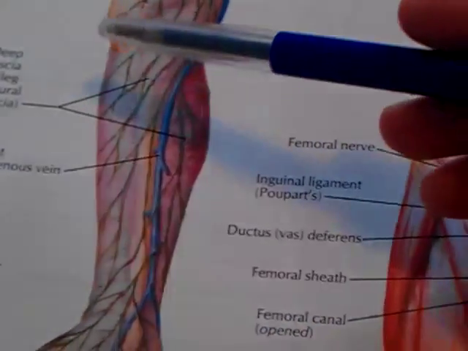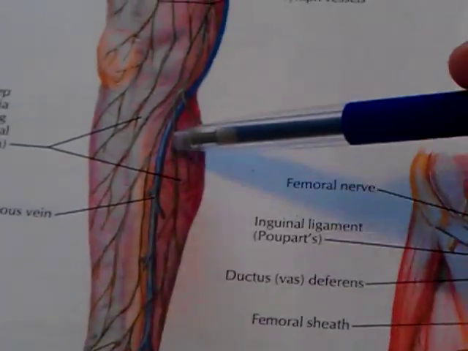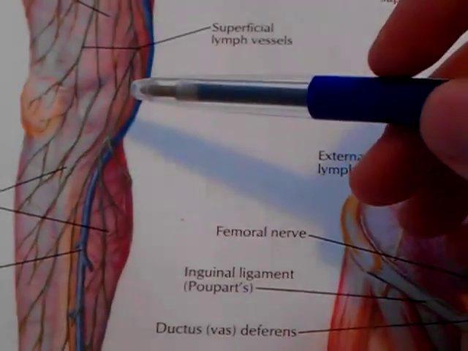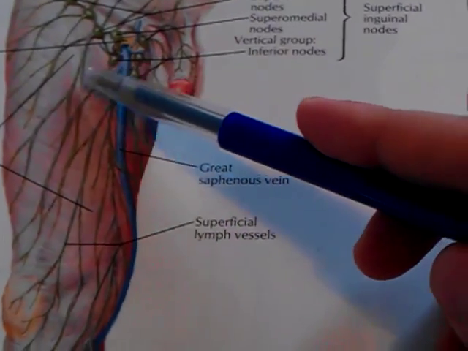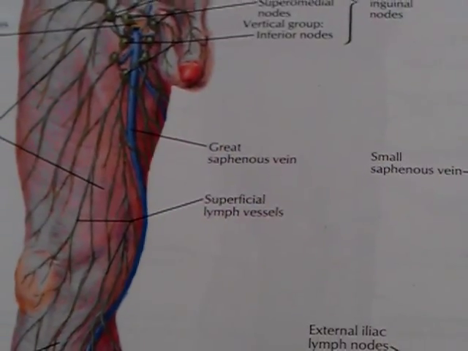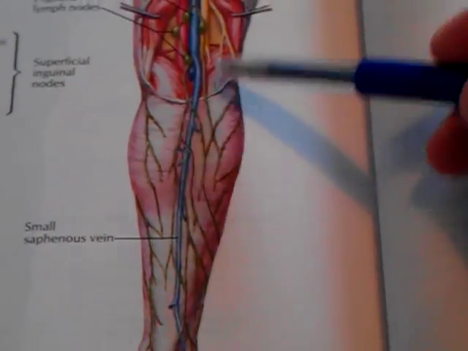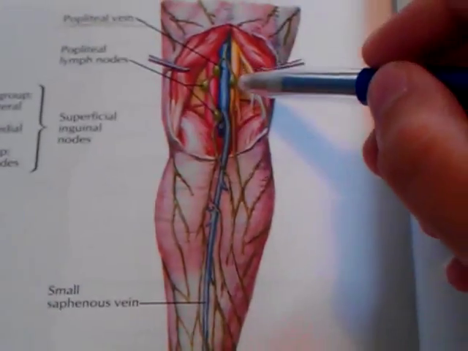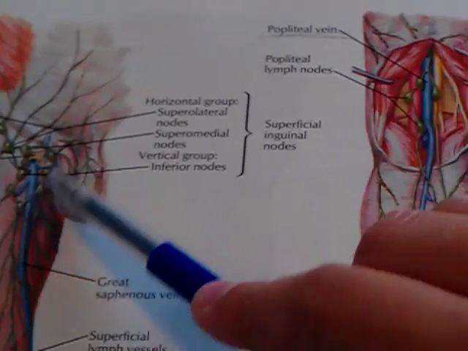The vessels accompanying the great saphenous vein are called the medial group. They ascend and terminate into the inferior nodes. And then you have the lateral group, which ascends along the small saphenous vein and ends partly in the popliteal nodes and in the inferior nodes.